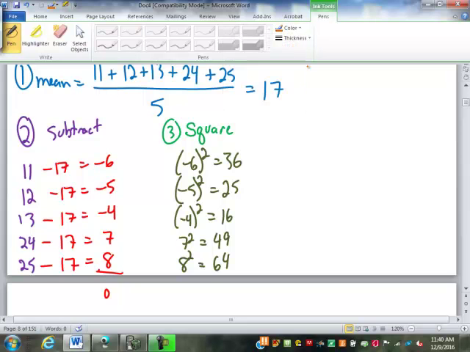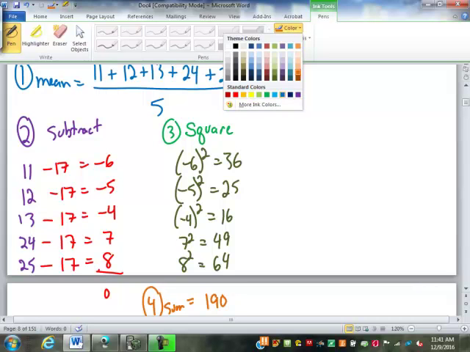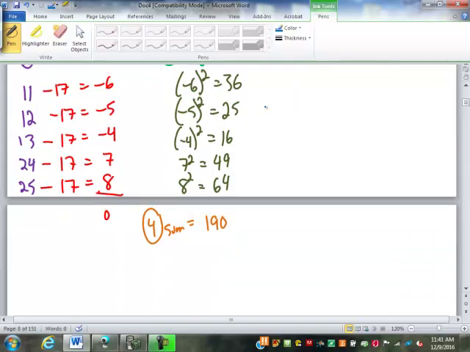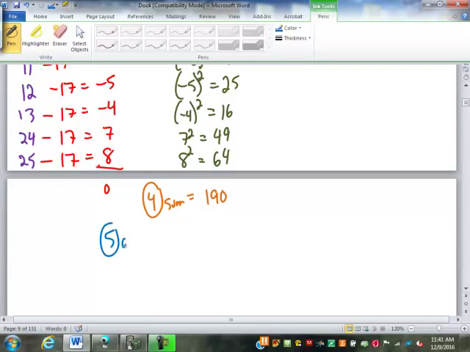What is then step 4? Find the sum. If we add those all up, we have a huge number. I'm getting 190. And then we divide by n minus 1, which is going to be 4. Which is going to be what? 47.5.